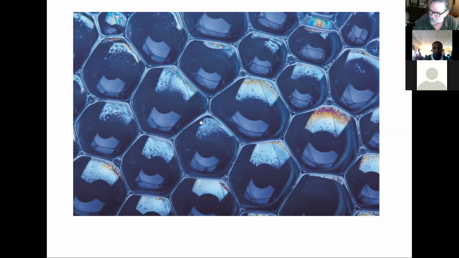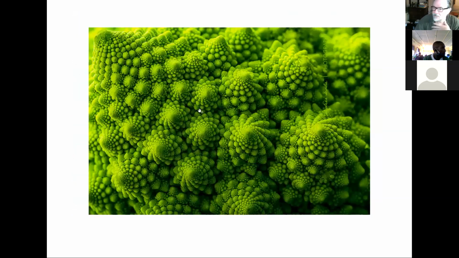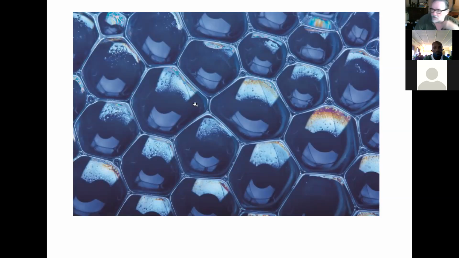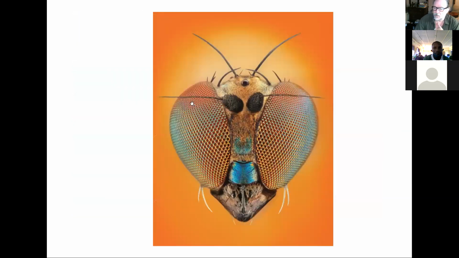We're just observing nature. Again, like on day one, observing nature. This is what nature does. Okay, and we're interested in these things as permaculturalists. Think about how we can work with them. This is the eye of a fly.